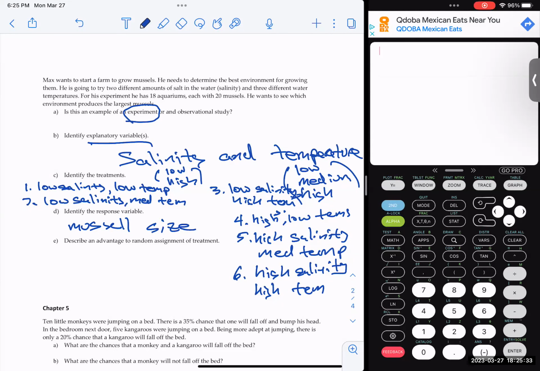Describe an advantage to random assignment of treatment. Okay. So anytime we talked about randomization, one of the things it can help with is reducing bias. So that's a great first thought. It's a great answer. Any other things we might consider? So random selection really helps with bias. When we're looking at random assignment here, I'm thinking of something a little bit more specific.